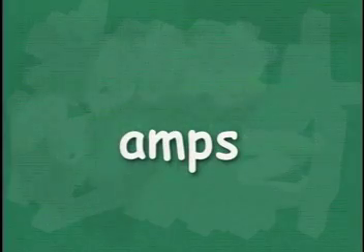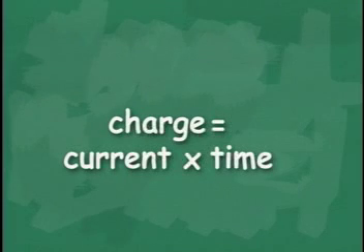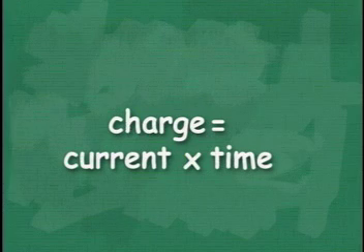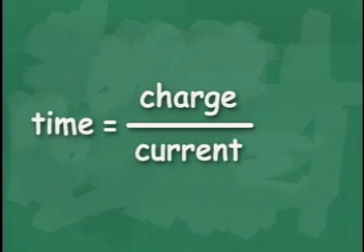Now, to calculate the amount of time needed to charge the batteries, we use the following equation. Charge is equal to current times time. Since we want to know the length of time needed to charge the batteries, we can rewrite the equation as time is equal to charge divided by current.